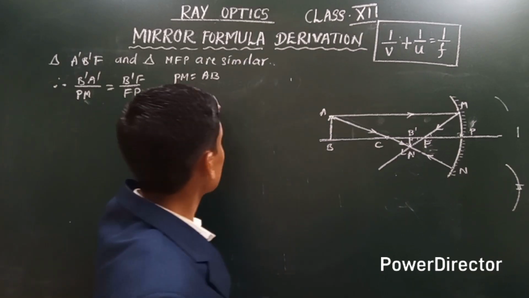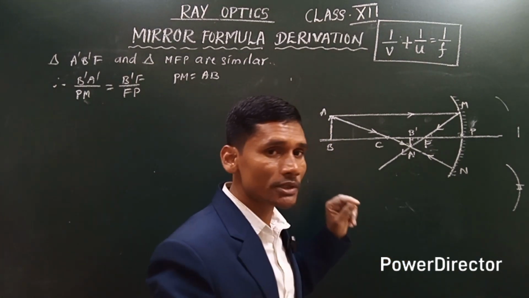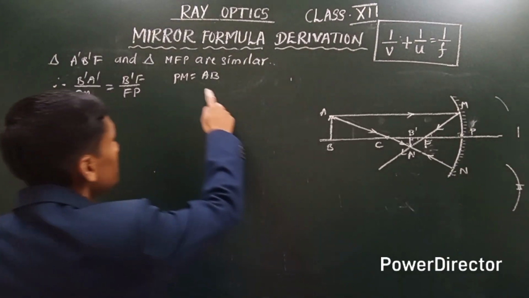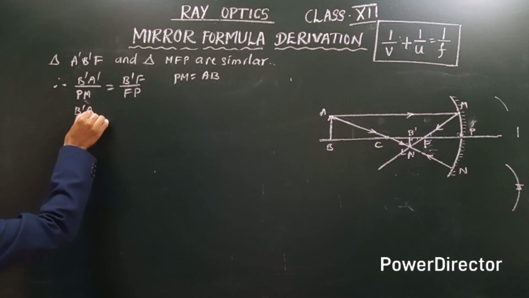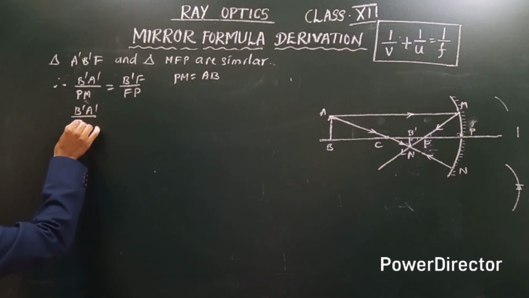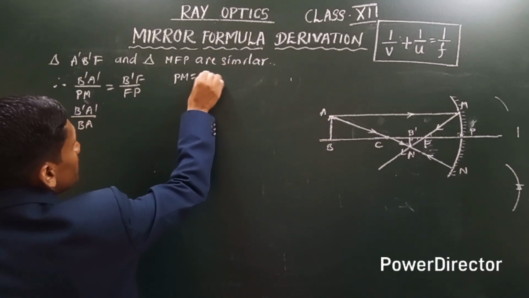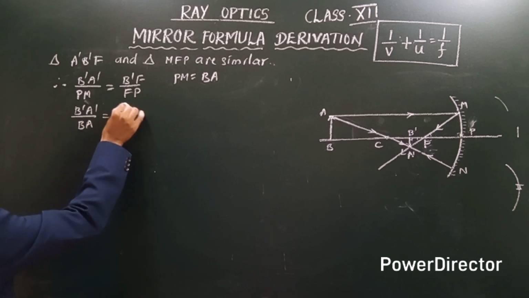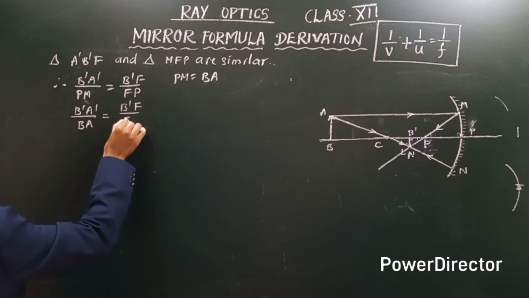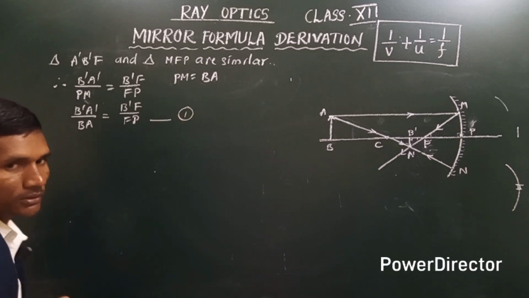Why are we taking this AB? AB we know already. The height of the object we know. That is why we are replacing it by AB. So B dash A dash upon AB, or BA from the principal axis we are taking, so let us make this BA only. No problem. So this becomes B dash F upon FP. Call this equation 1.